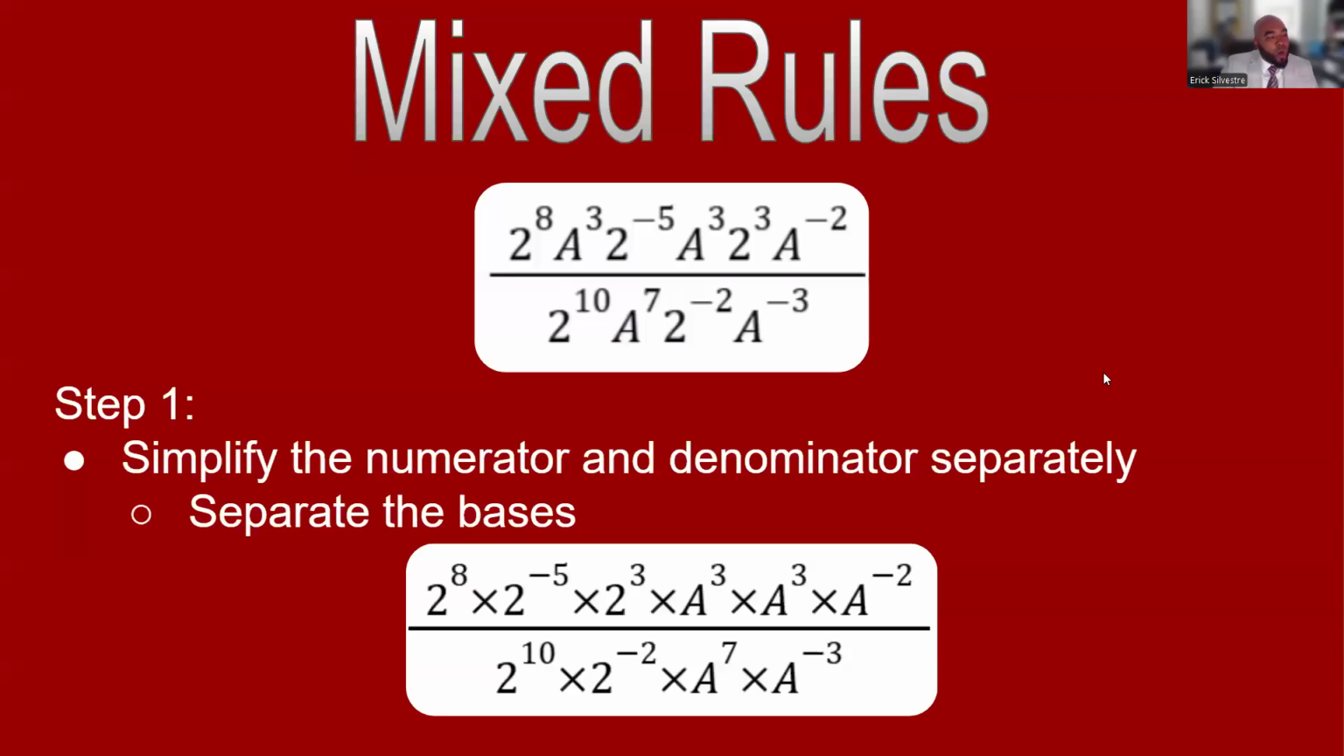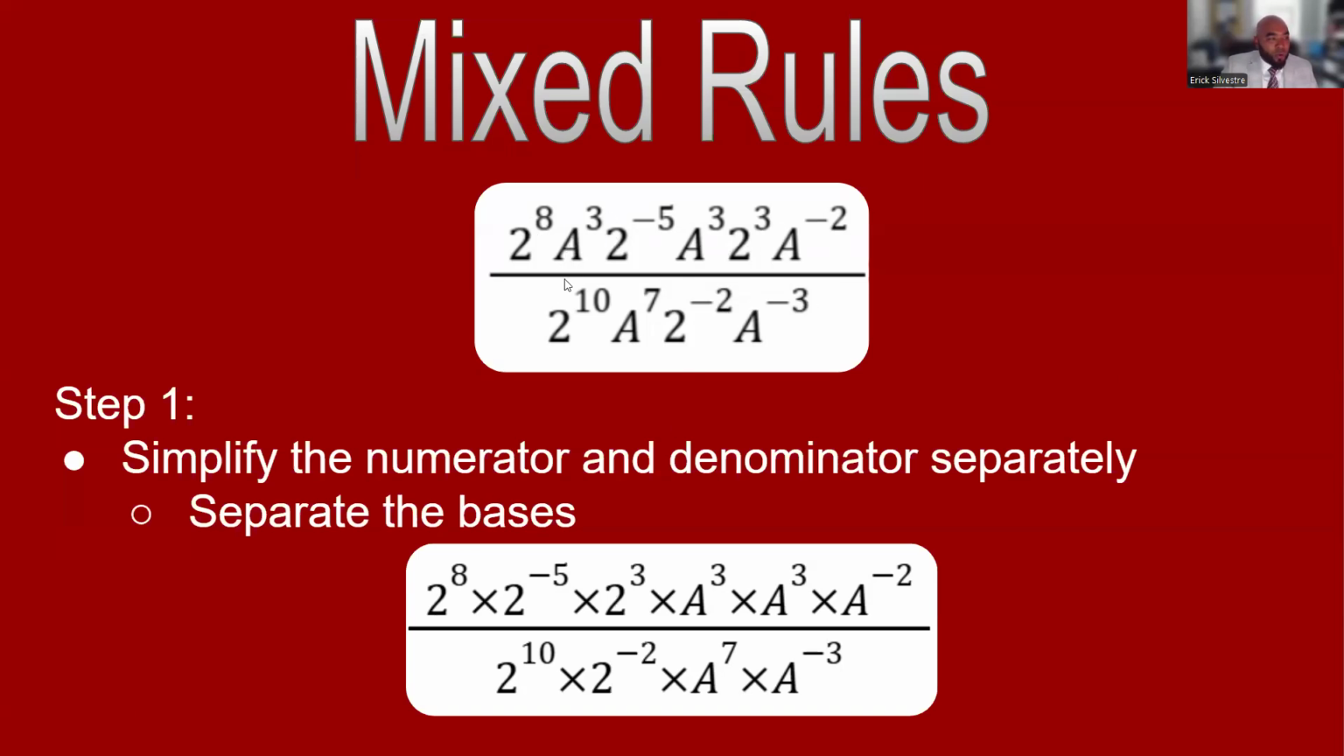All right. So step 1, simplify the numerator and then simplify the denominator separately. Do not do it at the same time. My first recommendation will be separate the bases. See if you have any bases that are the same. In this example, we know that the 2's are the same and the a's are the same, both in the numerator and the denominator. Therefore, I'm going to separate all my 2's.